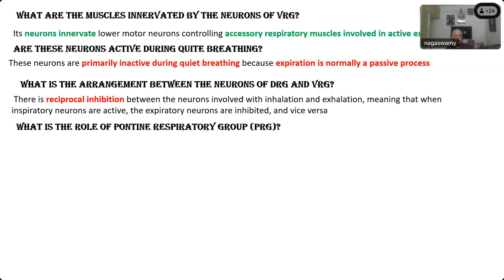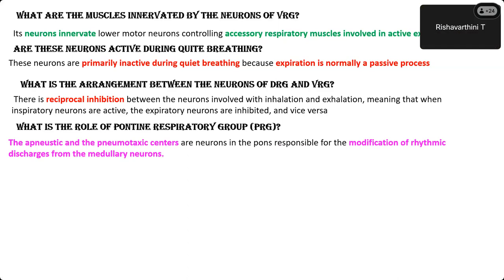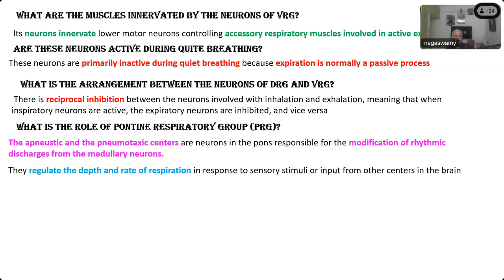So what is the role of the pontine respiratory group? That is the apneustic center and pneumotaxic center. What is their role? The apneustic and pneumotaxic centers are responsible for modification of the rhythmic discharge from the medullary neurons. Otherwise, what will happen? It will be like the pendulum of a clock going from one side to another. But if you want to modify that, you require the help of the apneustic and pneumotaxic centers. They regulate the depth and rate of respiration.